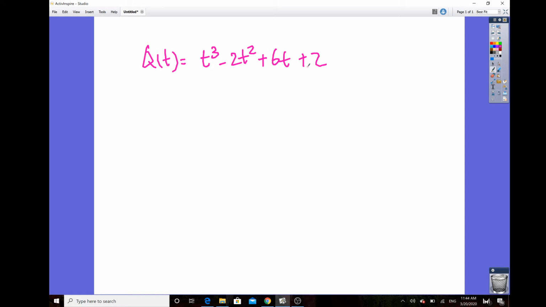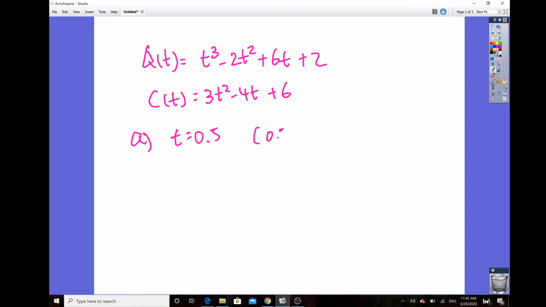So at what time is the current the lowest? Okay, so the first thing that you want to find out is the current. So C of t, which is the derivative of the coulomb, which is 3t squared minus 4t and then plus 6. So for part A, you want to find out the current at t equals 0.5 second. So basically just plug in a number and then try to evaluate it.